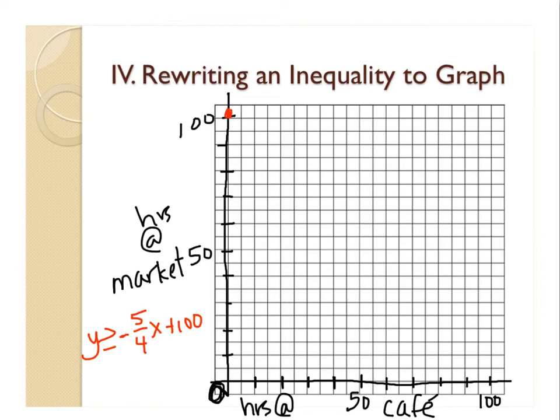So anyway, I can't count down 5/4, so this is what we're going to do instead. We're going to count down 50 and over 40. It's the same ratio, but it fits our numbering system. So, down 50 over 40 would put us right here. And that's the line for our inequality. All right, normally we would just shade down because it's a negative slope, but it's greater than, so it's actually shade up.